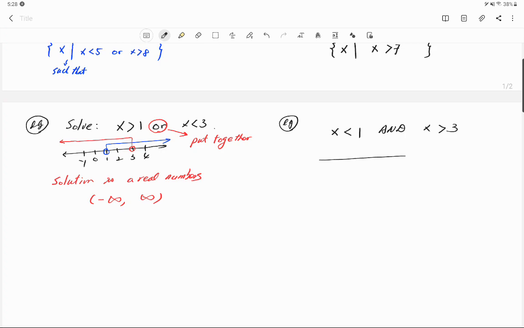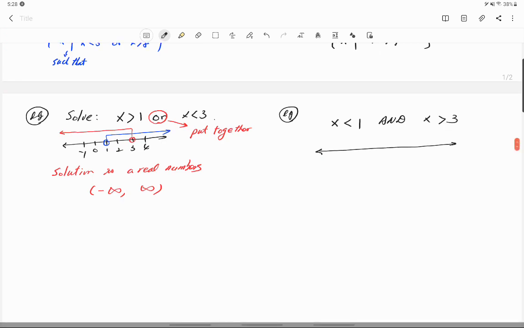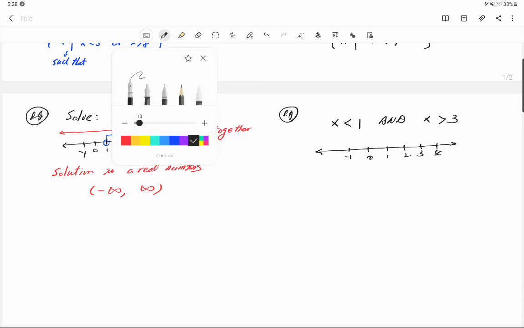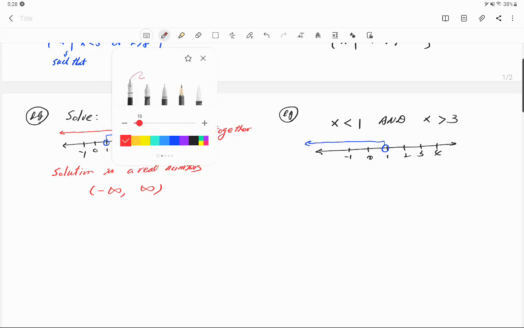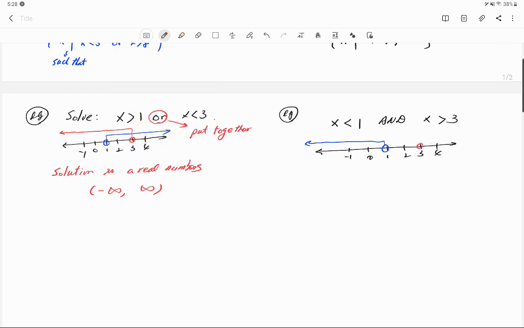So let's draw the graph. Here is negative 1, 0, 1, 2, 3, 4. So x is less than 1. That means here is 1, and less than 1 goes all the way to the left. And the other one is x is greater than 3, so go all the way to the right.